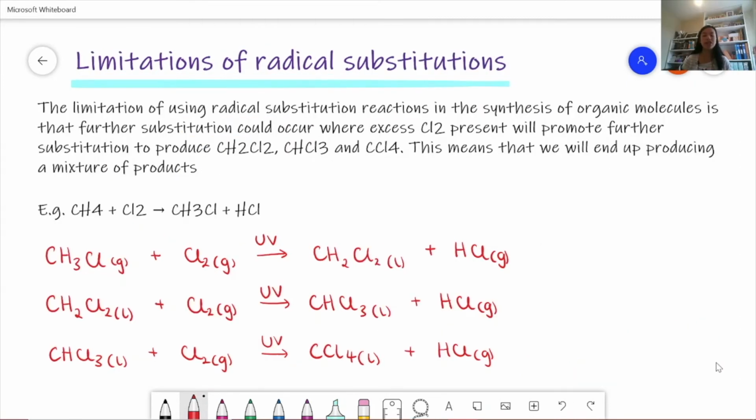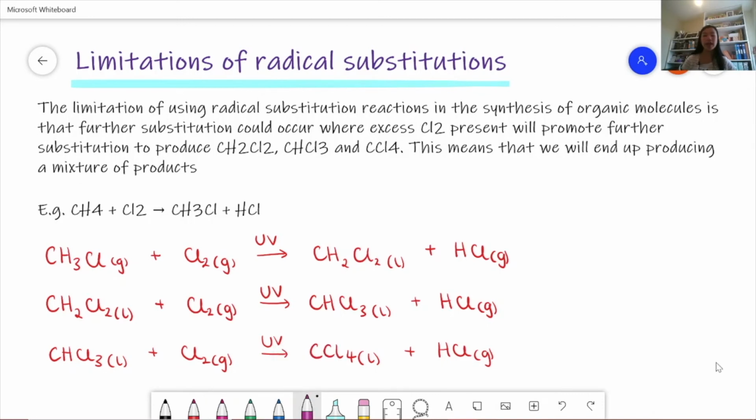Now I'm going to talk about the limitations of these free radical substitutions. The main limitation of using these free radical substitution reactions in the synthesis of organic molecules, meaning just making organic molecules, is that further substitution could occur where we have excess chlorine, and so this promotes further substitution to produce CH2Cl2, CHCl3, or even CCl4. And this means that we will end up producing a mixture of products instead of just the CH3Cl that we were after in the first place. So, for example, when we look at methane and chlorine reacting, we want to produce chloromethane. But if we have an excess of chlorine, we can end up producing all of these other three as well.